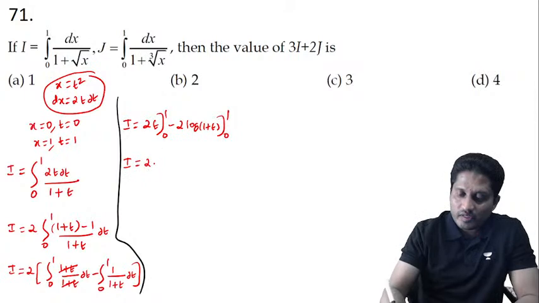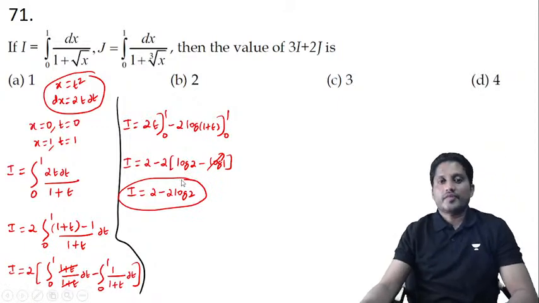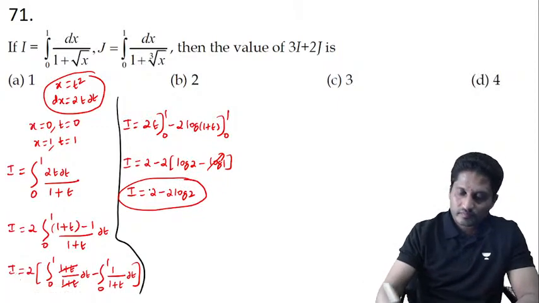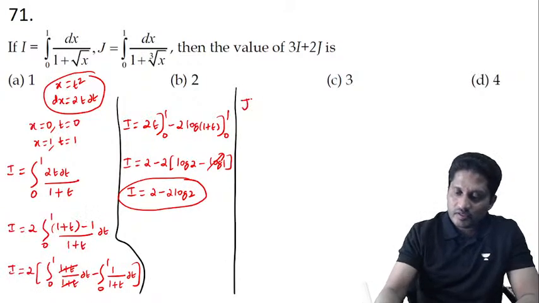Upper limit 1, lower limit is 0. Again, upper limit is 1 plus 1, which is log 2. Lower limit is 0, which is log 1. Log 1 to any base is 0. You get I is equal to 2 minus 2 log 2. Okay, this is I. Now if I calculate J, okay, J is equal to the integration of 0 to 1 of dx divided by 1 plus x to the power of 1 by 3.